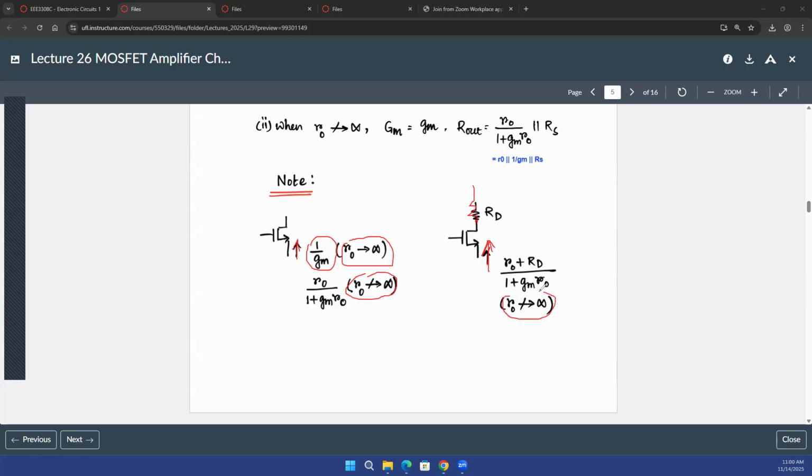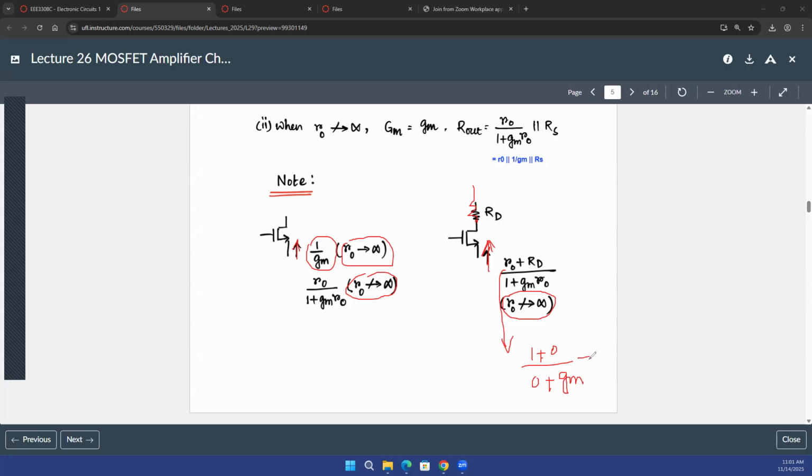Now, this is when RO is not equal to infinity. If RO is equal to infinity, just divide the numerator and denominator by RO. So you get 1 plus RD over RO, and that becomes 0. And then in the denominator, you have 1 divided by RO, that is 0 again, plus GM.